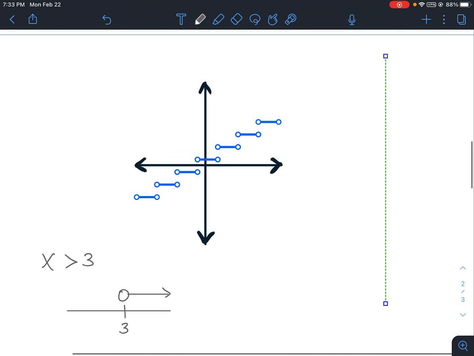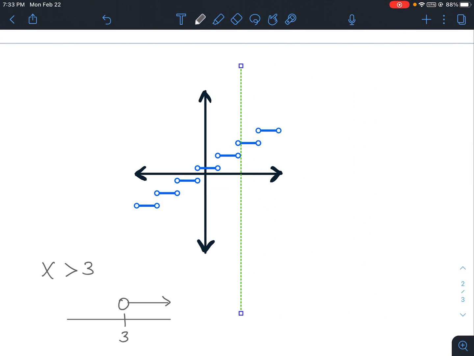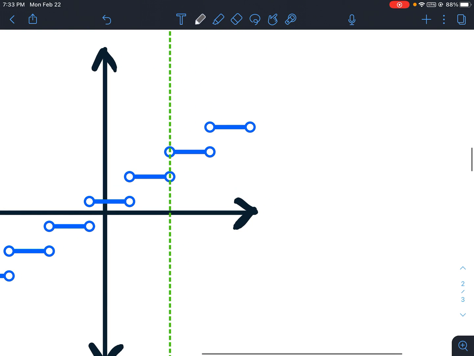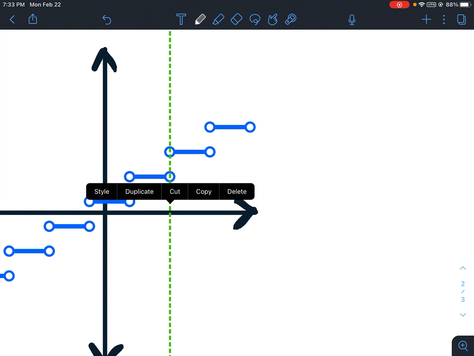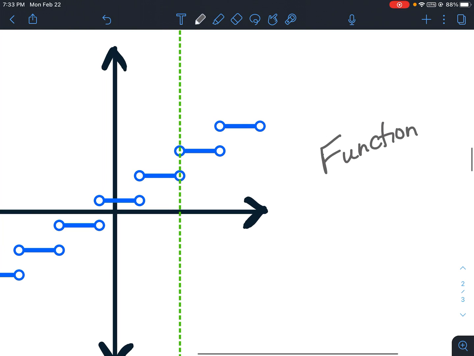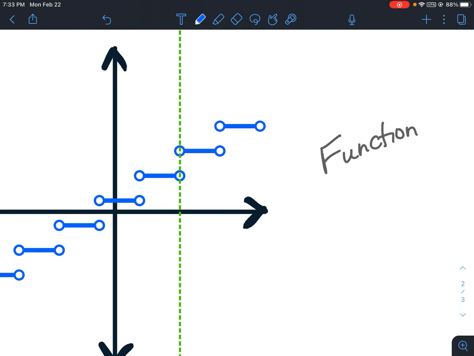So when you see these open circles on this graph, if I put my vertical line, because those points are open, that means it's not going through 2 points at once. Therefore, this would remain a function. Even if one of the circles were closed, because the other one would be open, it would still be a function.